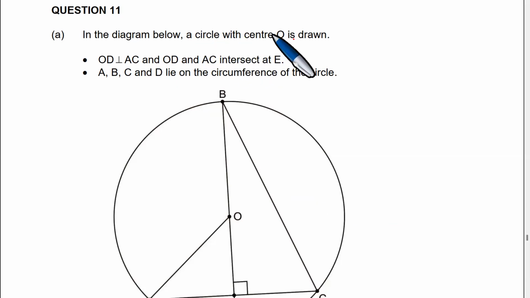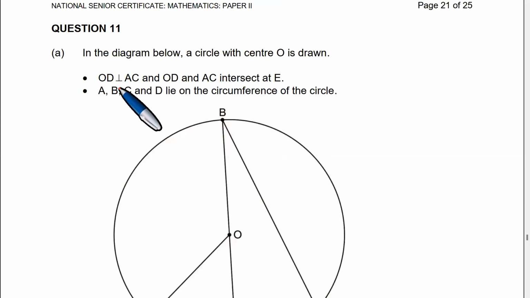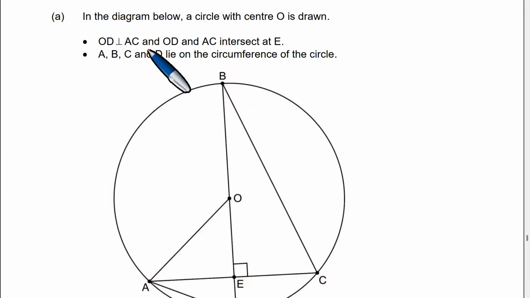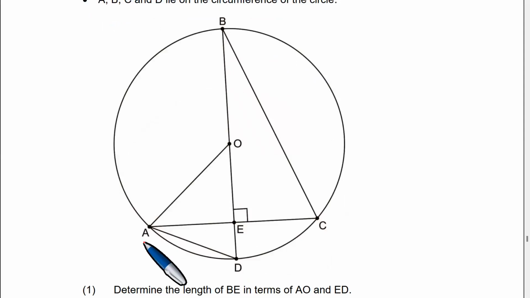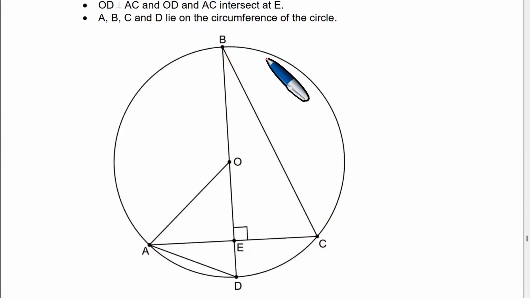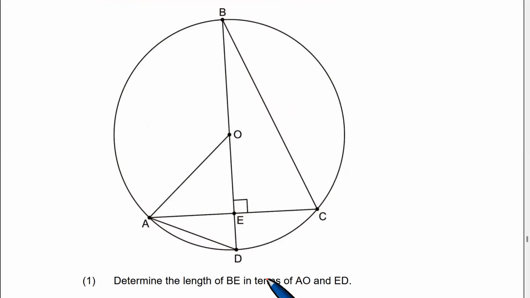In the diagram below, a circle with center O is drawn. Here is the circle, it has center O and it has been drawn. Right, OD is perpendicular to AC. OD is perpendicular to what? To AC. OD and AC intersect at E. A, B, C, and D lie on the circumference of the circle. Determine the length of BE in terms of AO and ED.